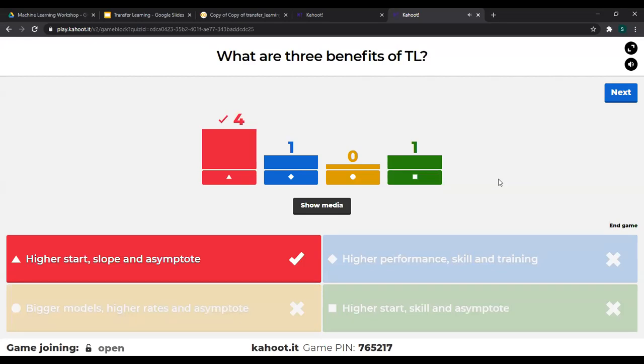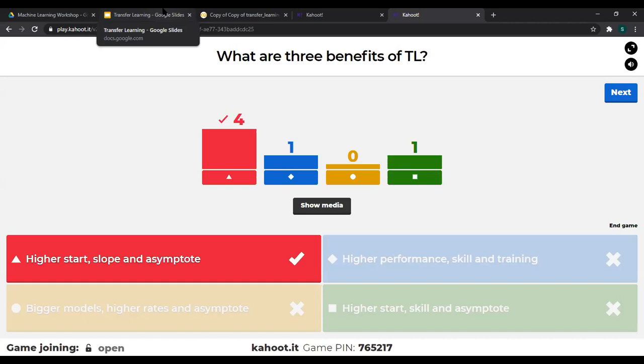The three benefits are a higher start, slope, and an asymptote. For those of you who put other answers, it's not higher performance, skill, and training. Training really doesn't matter when it comes to how good your transfer learning model is. It just trains the model and then sees how good your performance is, how good your start is, how good your slope is, and how good your asymptote is, based on the performance of those categories.